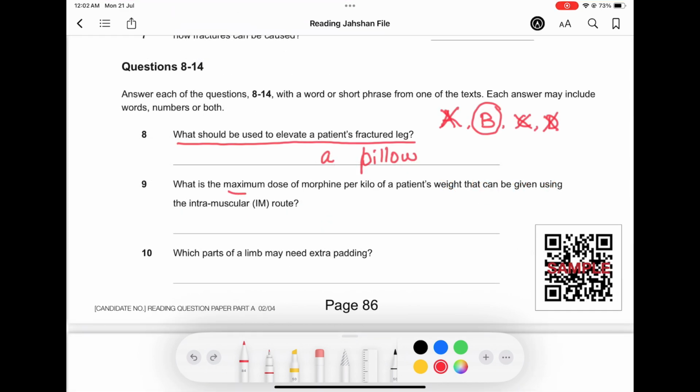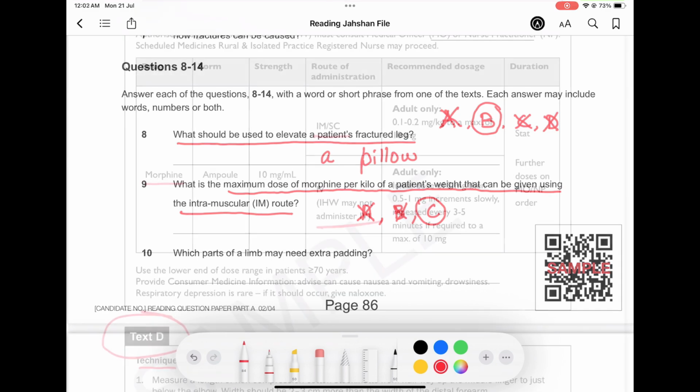Let's do another question. What is the maximum dose of morphine per kg of a patient's weight that can be used through the intramuscular route? So it cannot be in A because it contained definition. It cannot be in B. The morphine was in part C. Yes, so let's go to part C.